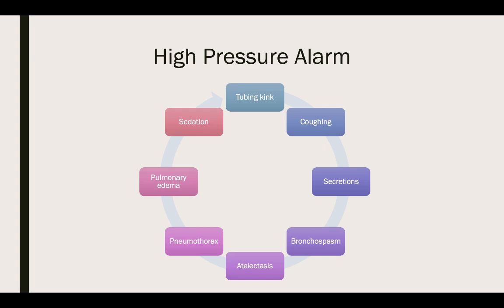And we just need to adjust our alarm settings is all we're going to do there. We might not be fixing a pneumothorax on the side of the road, so we can just adjust our settings. We know it's going to take a little bit of a higher pressure to get a breath in, so we can just adjust our alarm settings there.